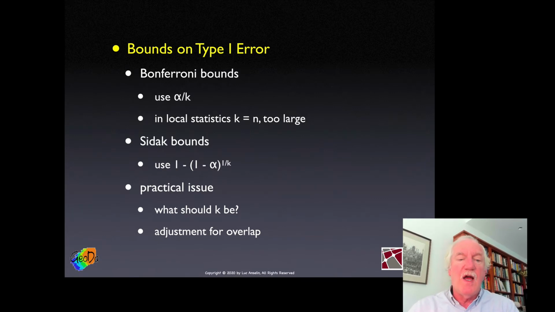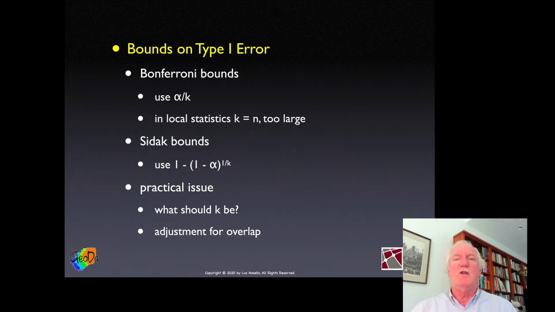Sidak bounds are a similar idea, but a little more complex formula. But again, it is a correction for the number of comparisons. The problem with this approach for LISAs is that the number of comparisons equals the number of observations. So if we take, say, the US counties, there's some 3,000, just to keep it easy, and your target alpha is 0.05, then for each individual county LISA statistic, you should use 0.05 divided by 3,000. So as a result, nothing will be significant. So that's not very useful either.